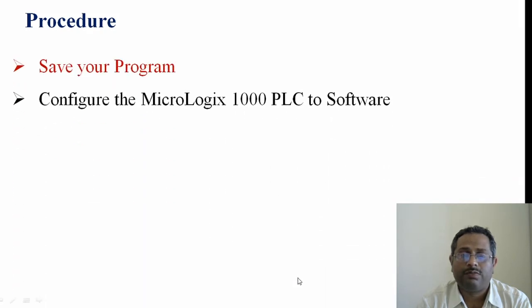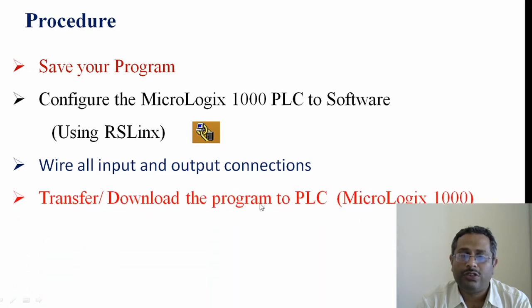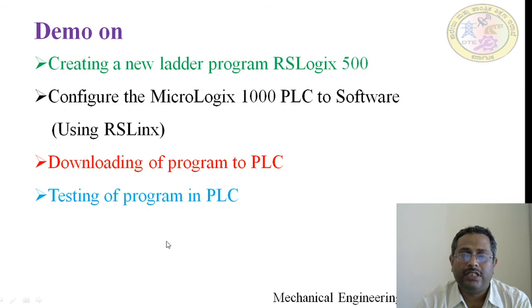Then you have to download it into the PLC. To download, you have to configure that PLC into the software by using RSLinx. Then you have to wire all input and output connections into the PLC. Then you have to download the program into the PLC, and you have to check the desired outputs by giving the required inputs. Next, we will see how to create this ladder diagram in RSLogix 500, how to configure it, how to download it into the PLC and how to test it.